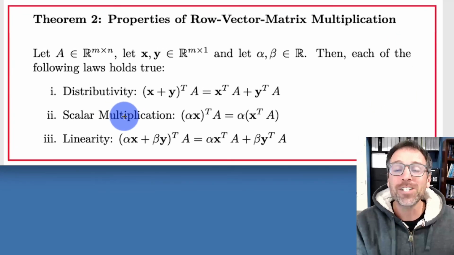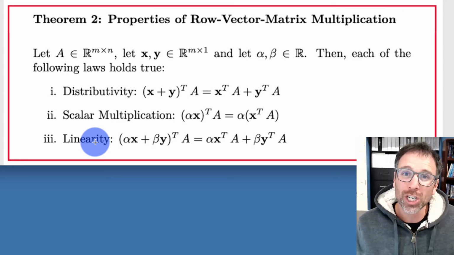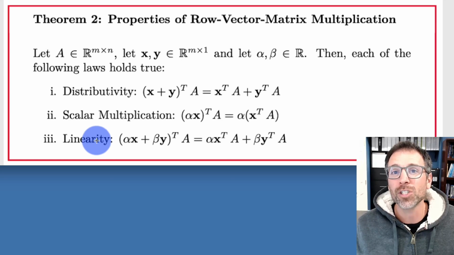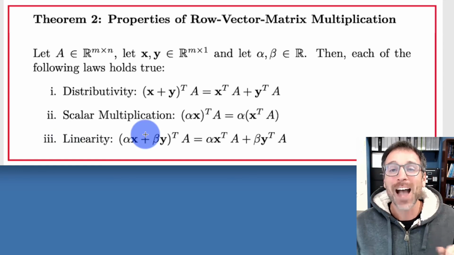That brings us to the community challenge for this video. What we've done in this work is show that linearity is equivalent to distributivity and scalar multiplication. And then what we did is show linearity using the linear combination version of row vector matrix multiplication. Community challenge, go ahead and prove linearity using the dot product version of row vector matrix multiplication. So come up with a different proof of the same idea that we just did. With that, we end this video.